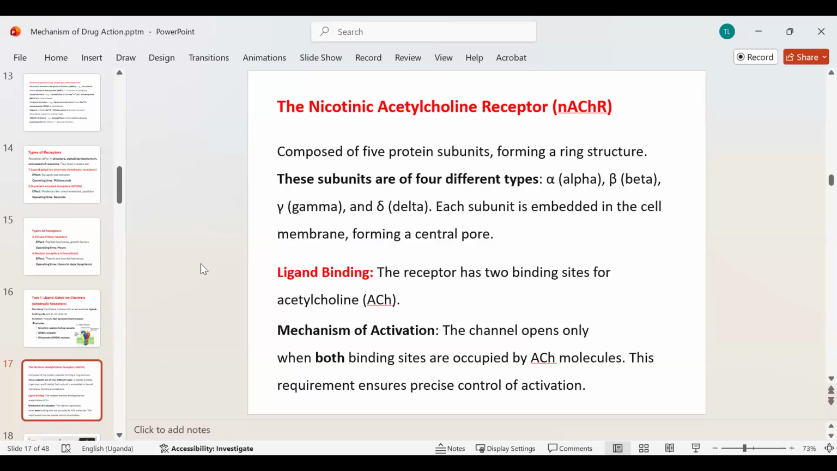So basically, the other type of receptors are the nicotinic acetylcholine type of receptors. Of course, these also have different subunits: alpha, beta, gamma, even delta subunits, these nicotinic acetylcholine receptors.